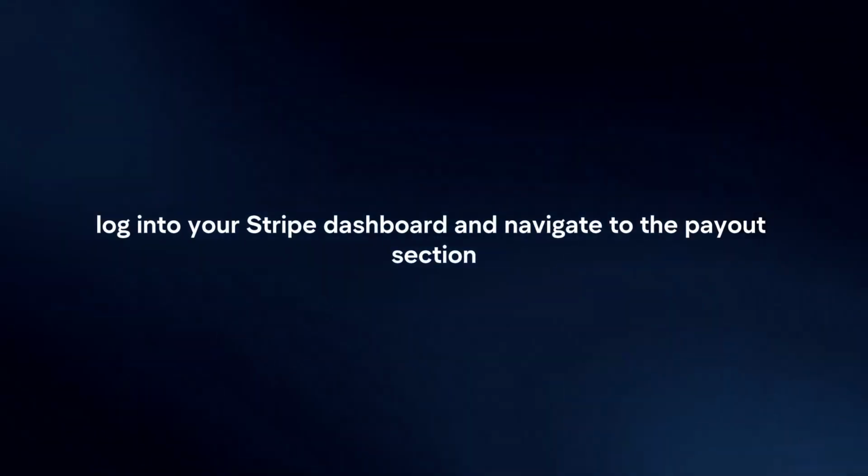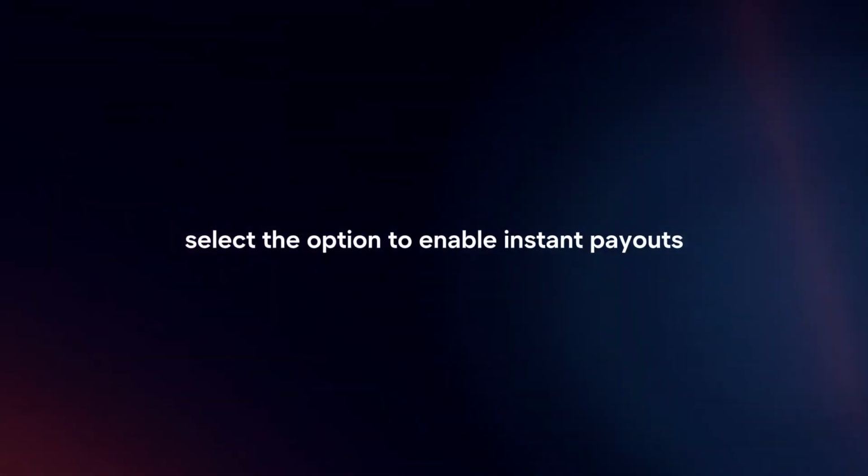Enable instant payouts. Log into your Stripe dashboard and navigate to the Payouts section. Select the option to enable instant payouts. You may need to provide additional information or agree to specific terms and conditions.